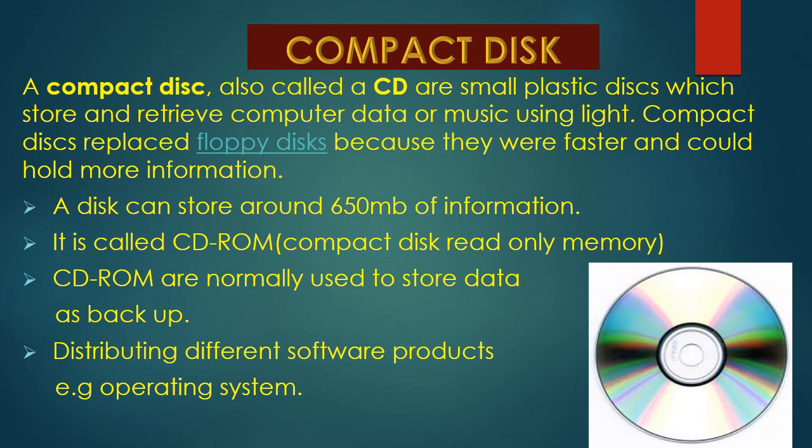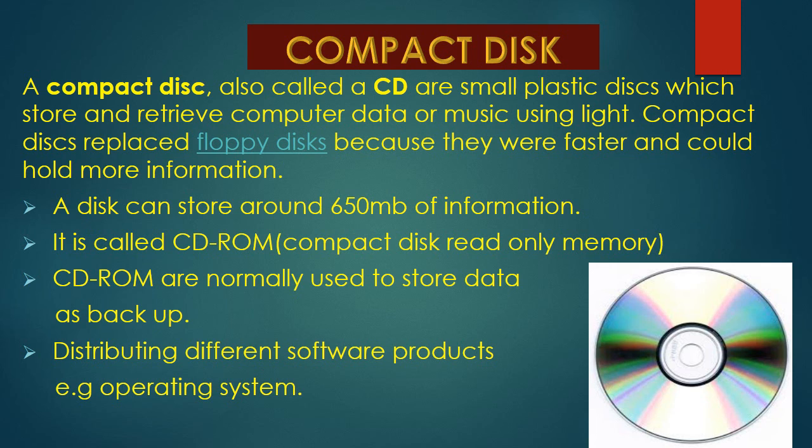One of the most prominent optical storage systems in the secondary memory is the compact disc. Compact discs replaced floppy disks because they were faster and could hold more information than floppy disks. These disks are approximately 5 inches in diameter and consist of reflective material covered with a clear protective coating.